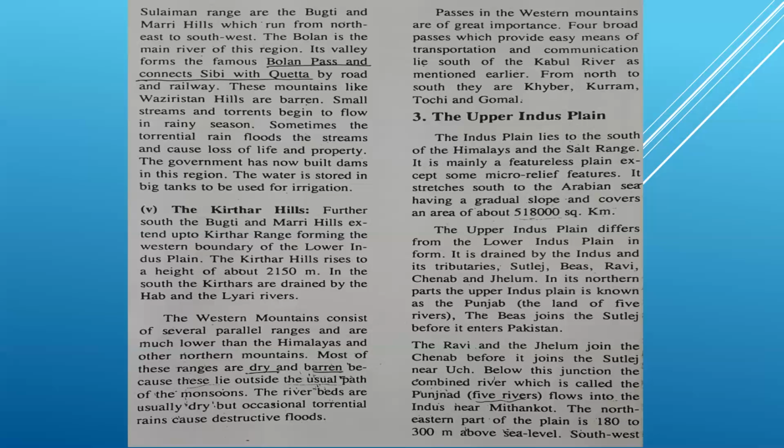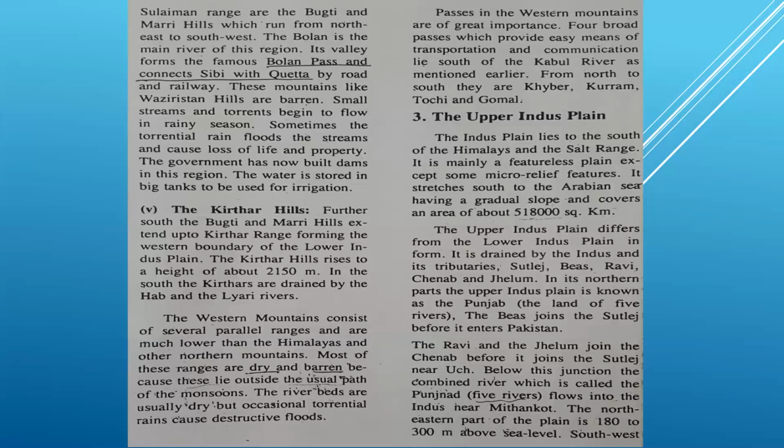The Upper Indus Plain lies in the south of the Himalayas and the Salt Range. It is mainly a featureless plain, except for some micro relief features. It stretches south toward the Arabian Sea, has a gradual slope, and covers an area of about 518,000 square kilometers.